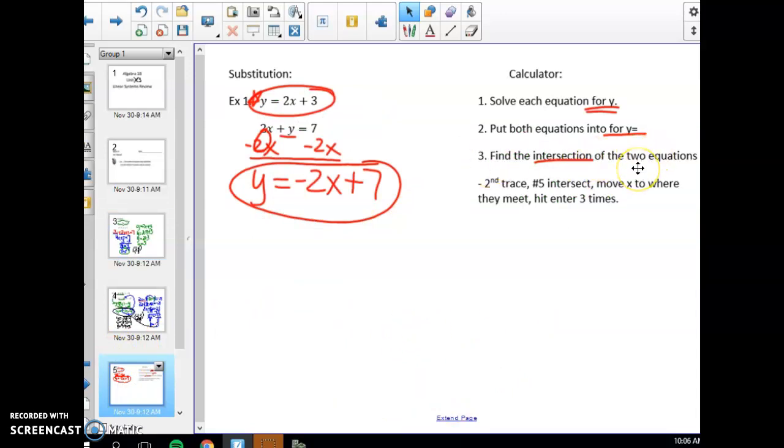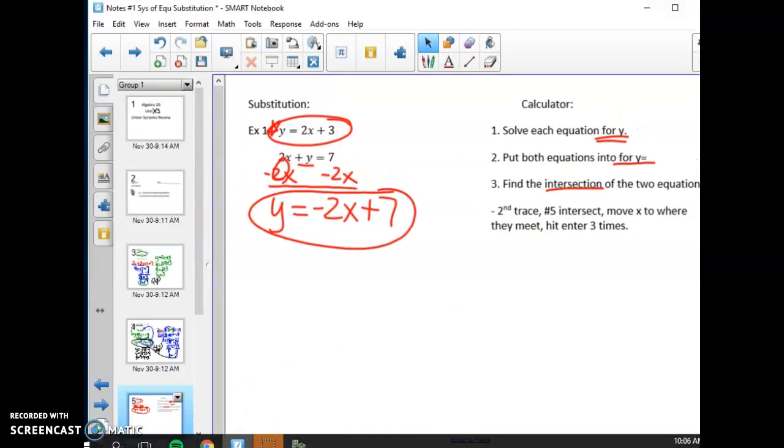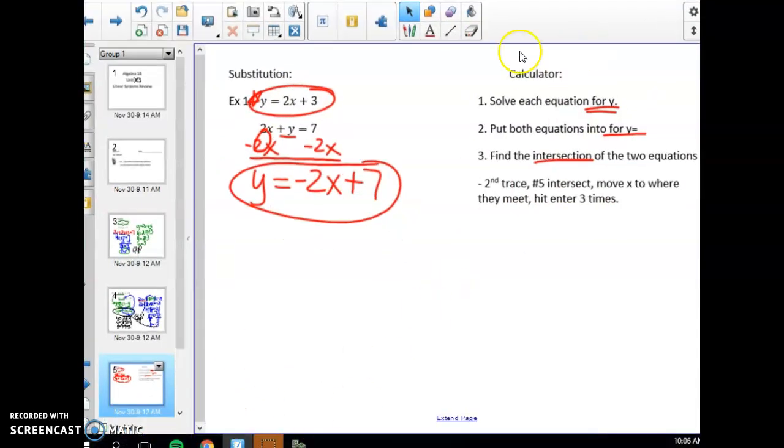So all those directions on how to do this are on this set of notes. You may not have that in your copy, so you might want to write down this information into your notes, okay?